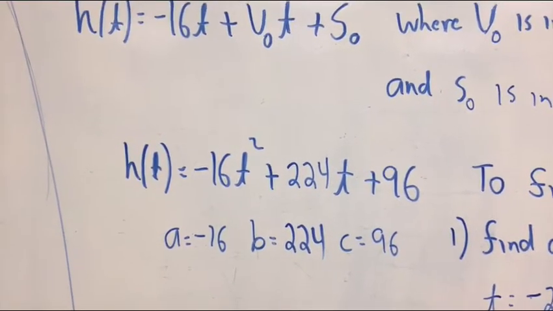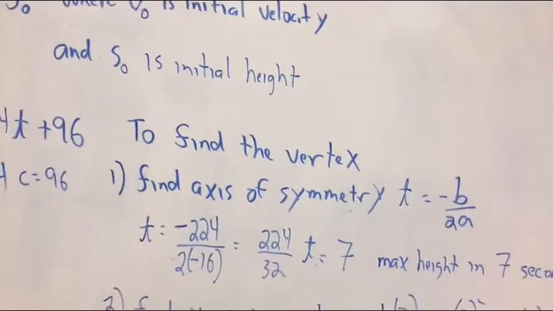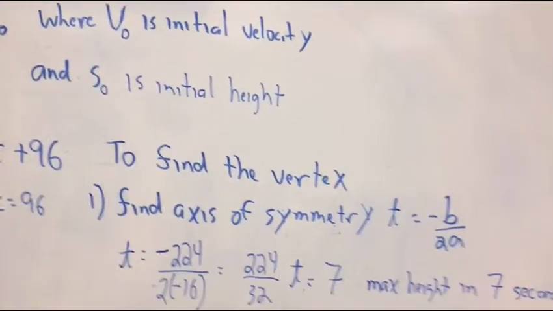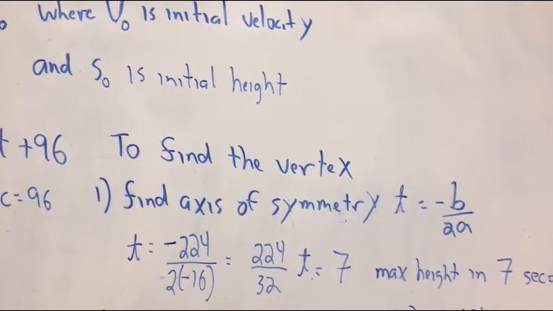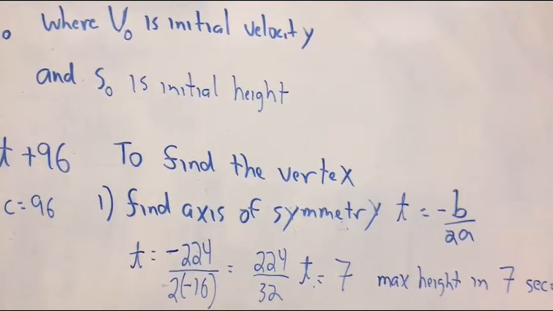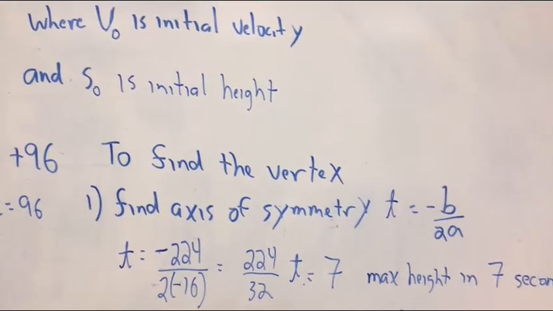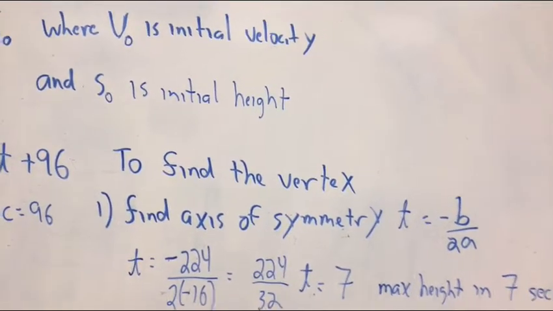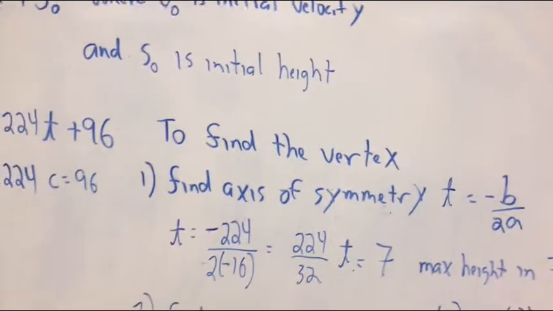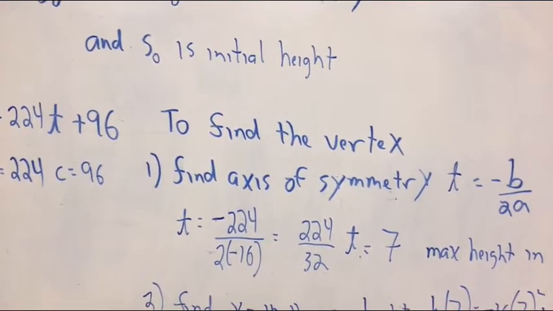I'm going to find the vertex. The first thing you have to do to find the vertex is you've got to realize that the vertex is on the axis of symmetry. The t value of that axis of symmetry is the time component, or if we were in an xy grid, that would be the x component of the vertex. So in this case, t is equal to negative b over 2a. T is equal to negative 224 over 2 times negative 16.